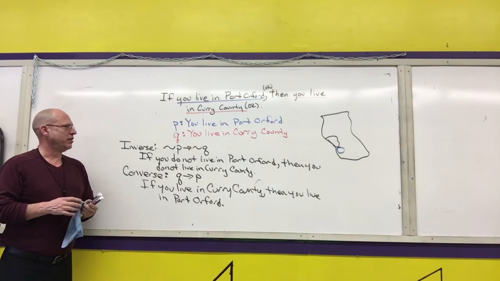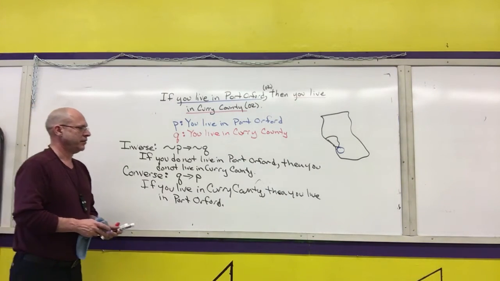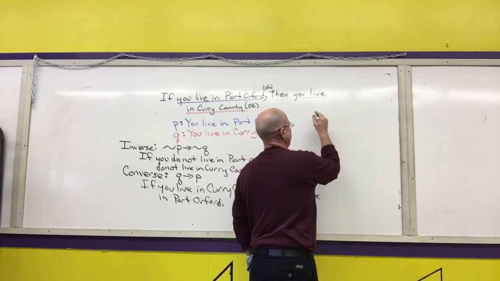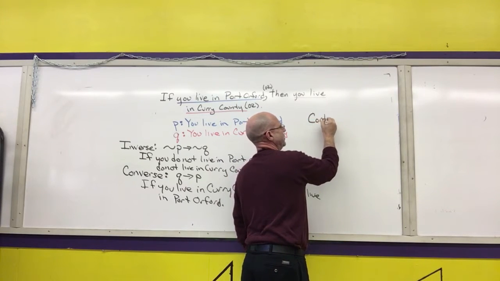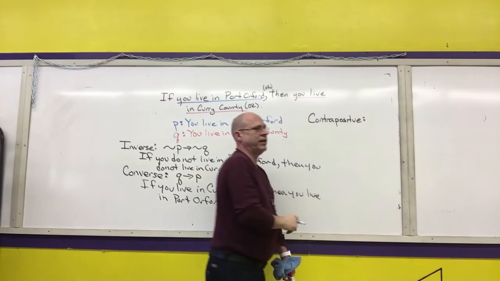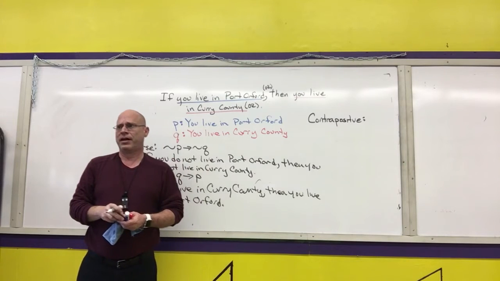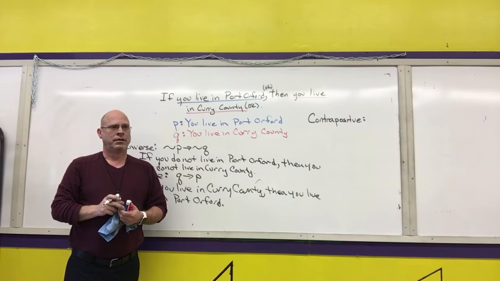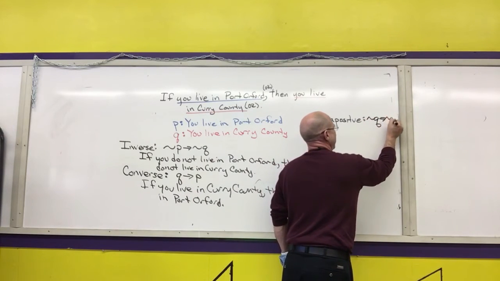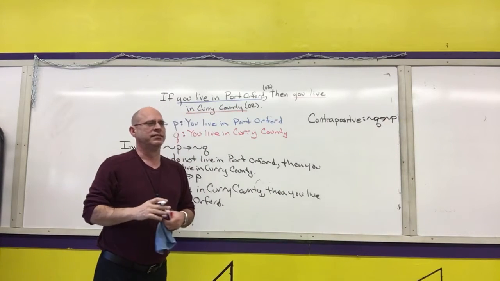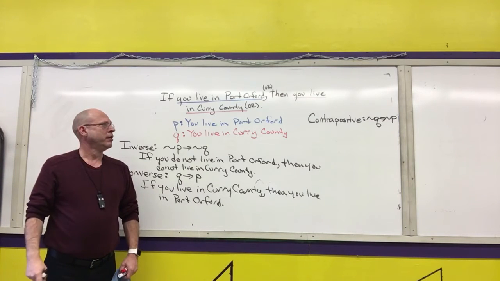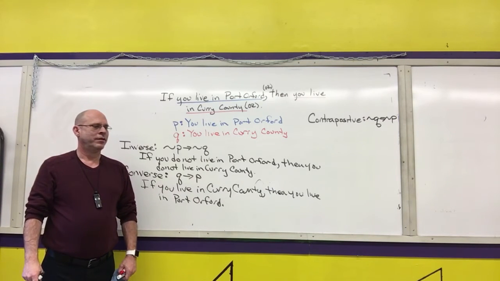And our last one that we are going to do is the contrapositive. I'm just going to write the shorthand down, and then I'm going to ask for a volunteer to tell me what they think it's going to be. And I do want you guys to write the entire sentence in your notes. Can somebody please raise their hand and tell me what the mathematical shorthand is for contrapositive? Not Q implies not P. And then a hand to tell me what the sentence is going to be. Ben? If you do not live in Curry County, you do not live in Port Orford.